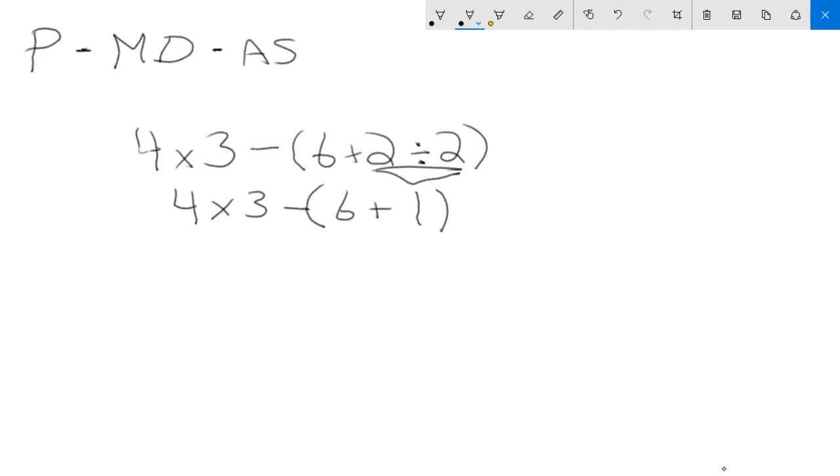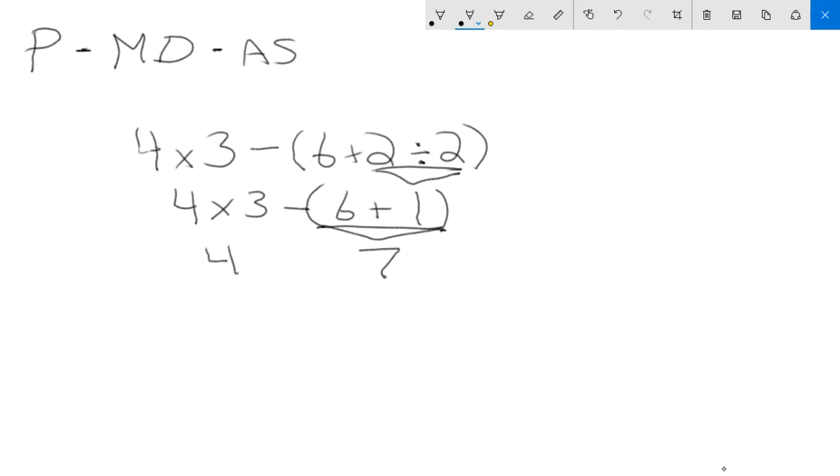Now, PMDAS, are there any parentheses? Yes, that's the first thing that gets done. Notice when there's only one thing in it, I get all of it right there. So I'm doing this whole piece right here. 6 plus 1 is 7. And again, we always have people who are lazy and don't want to rewrite it. Just rewrite it. It's so much easier.